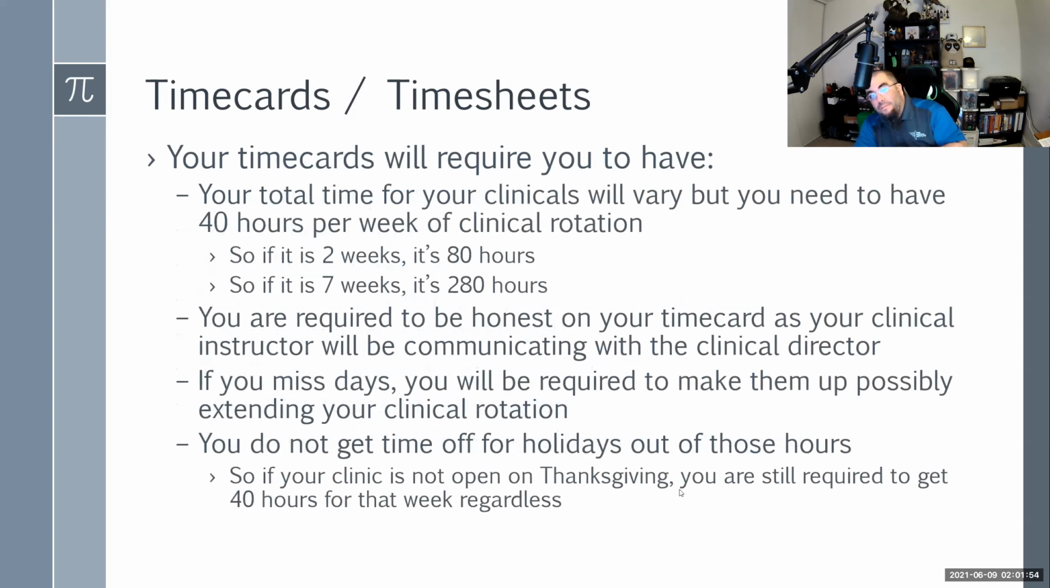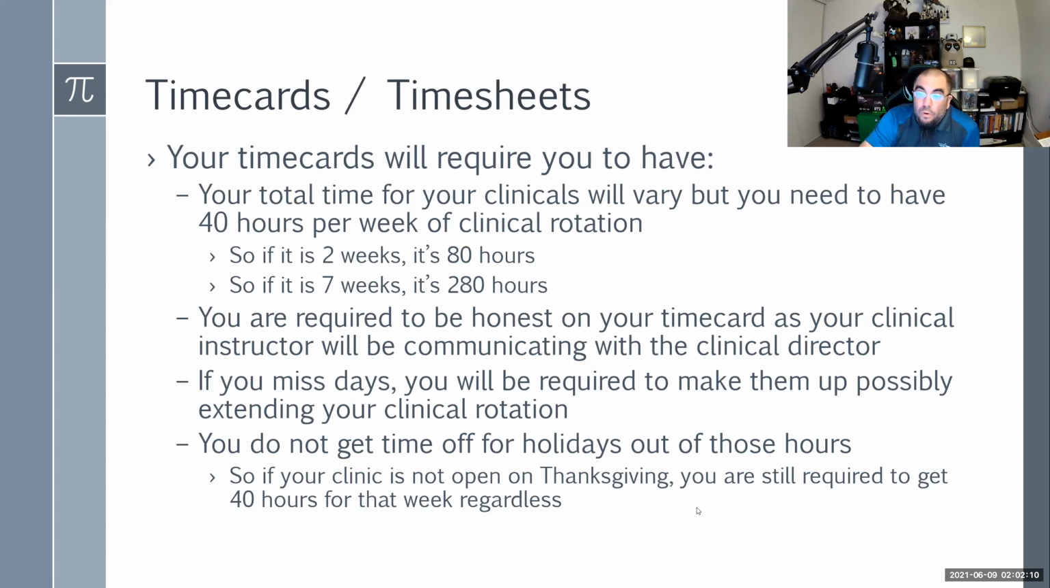Like I said, your total time for the clinicals will vary, but you will need to have 40 hours per week. If you work 4 10s, that's 40. Some clinics will make you work 4 days at 8 hours and then 2 4-hour days. So you actually work 6 days per week. Whatever you need to hit 80 hours.